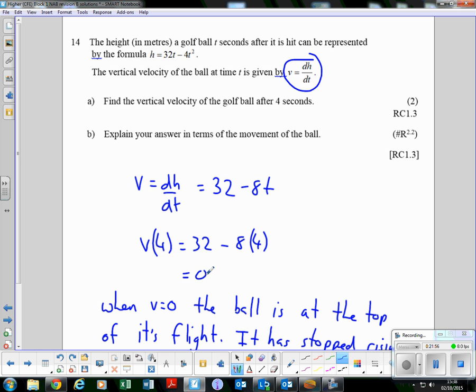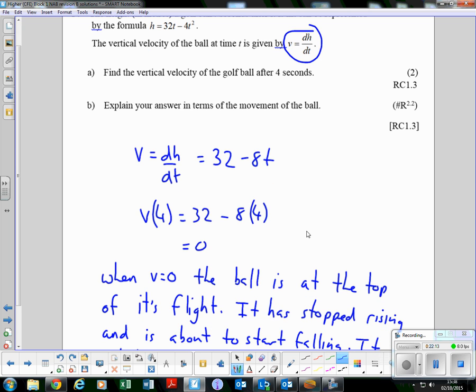Or the height is, oh, it's the vertical velocity, yeah. So the vertical velocity is 0, not the overall velocity. As it's a golf ball, it'll still be moving sideways. It just won't be moving up or down at that point. Or the velocity will be 0 in the vertical direction. Explain your answers in terms of the movement of the ball.